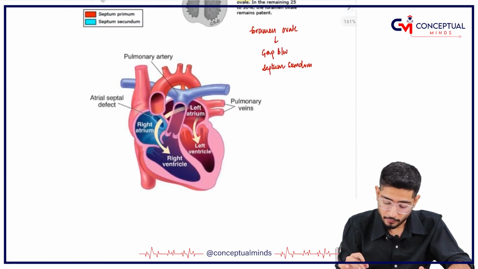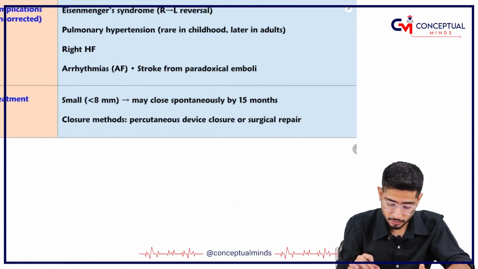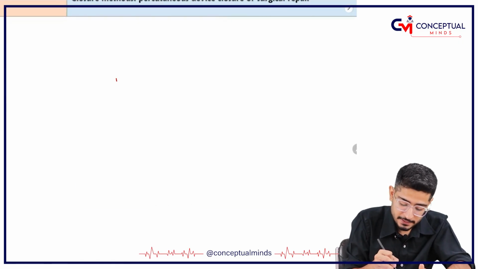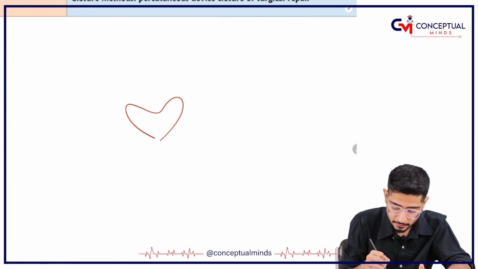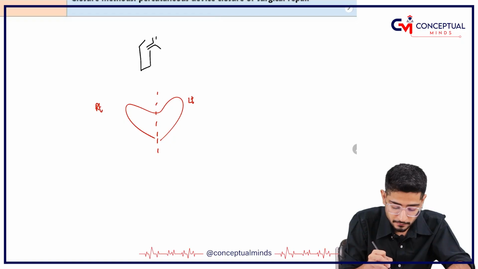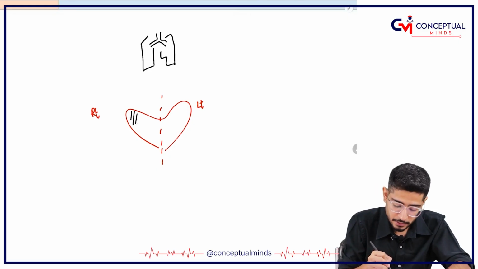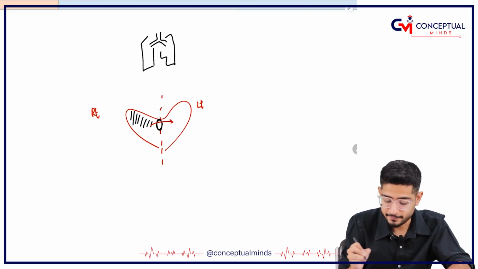Now what is the benefit of foramen ovale? Let me show you. This is the heart, this is the left side and this is the right side. In infancy, the lungs are not very mature. Because of that, most of the blood that comes onto the right side is going to go to the left side with the help of this foramen.